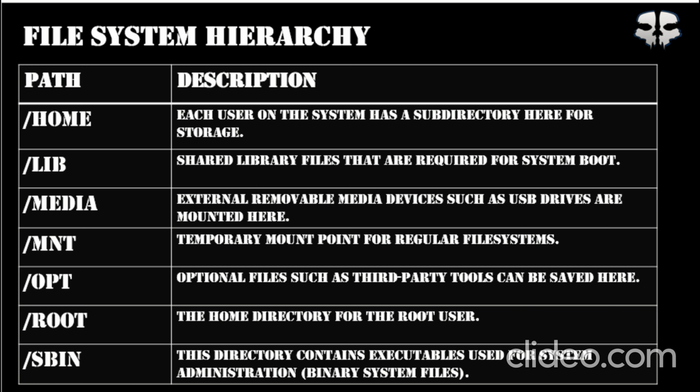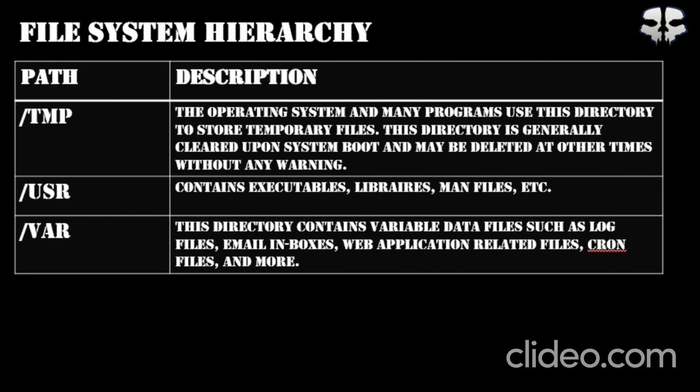The /sbin directory contains executables used for system administration. The /tmp directory is where the operating system and many programs store temporary files. This directory is generally cleared upon system boot and may be deleted at other times without any warning. The /usr directory contains executables, libraries, and man files. The /var directory contains variable data files such as log files, email inboxes, web application-related files, cron files, and more.